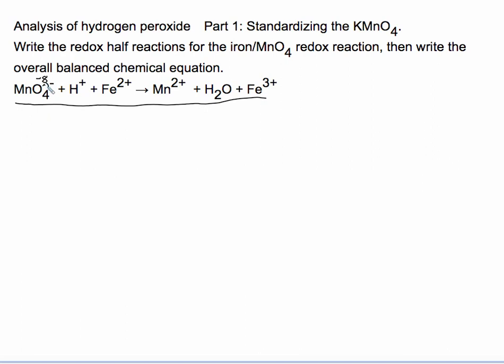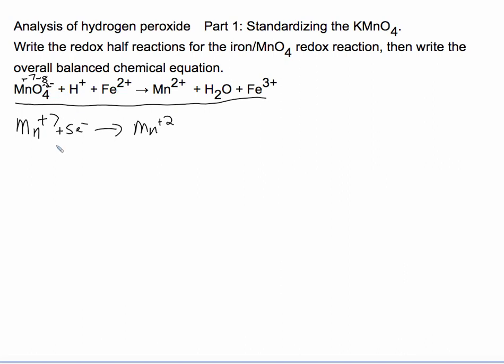4 times the negative 2 is negative 8. So the oxygens are contributing negative 8. Okay, but the overall ion is minus 1, so the manganese must be plus 7. All right, so I can write the half reaction for the manganese. Manganese is plus 7, and then we're always going to add electrons to the more positive side, and so the manganese goes to plus 2 over here, so you're going to have to add 5 electrons.